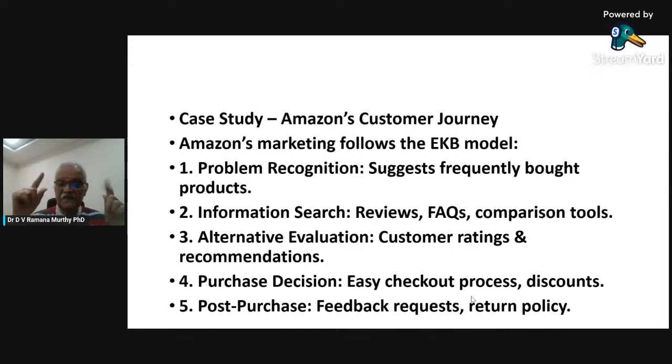If you go to the Amazon app and search there, under that product information you find frequently bought products. It's a sort of a testimonial. You are getting information about what other product alternatives there are, so that your problem recognition step is made very clear in your mind, because you will be evaluating now, because Amazon suggests frequently bought products.